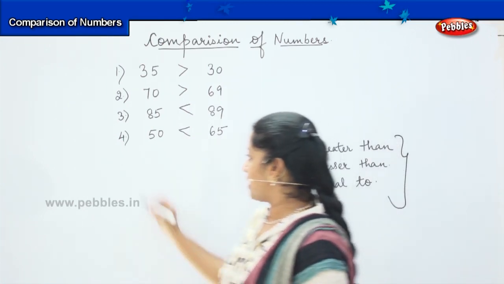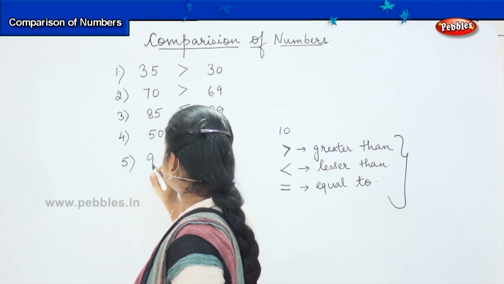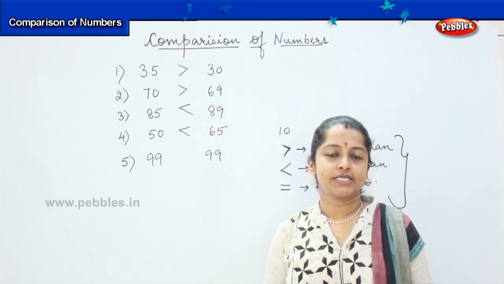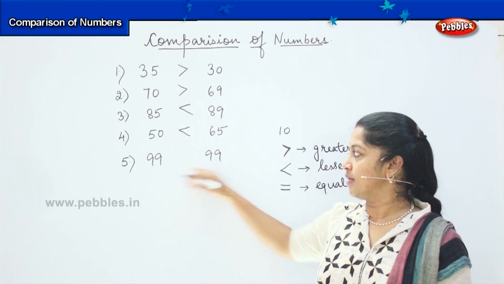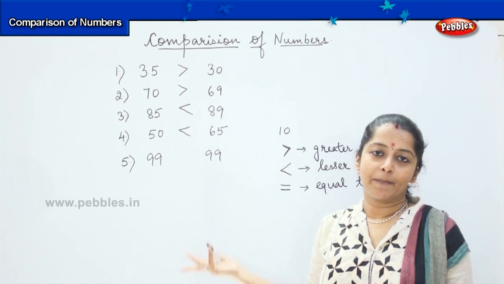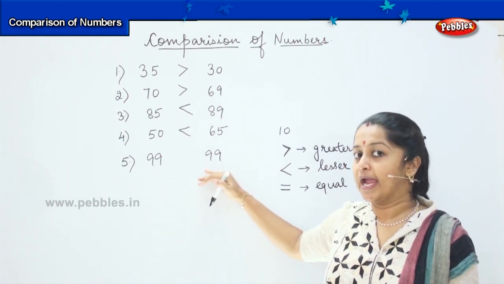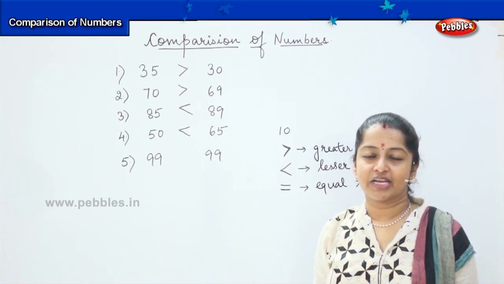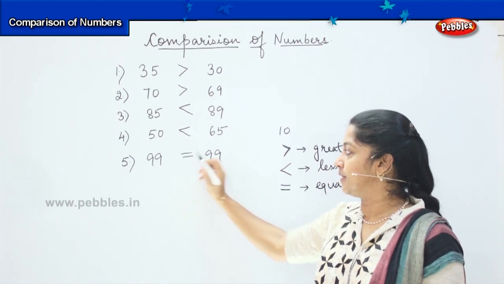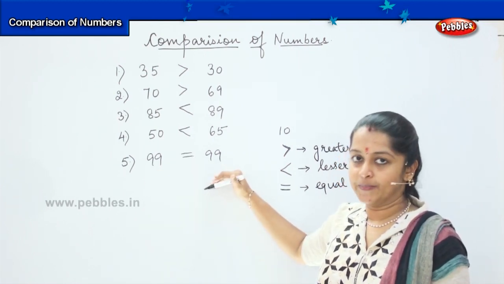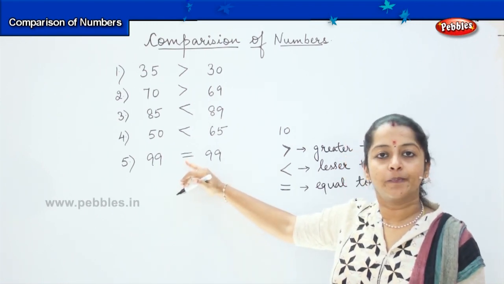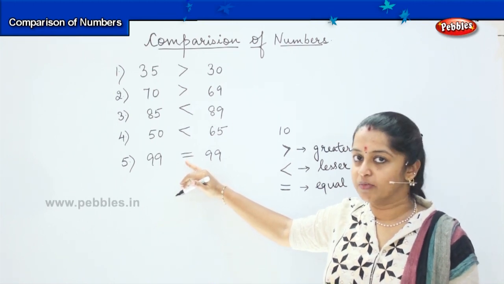Here comes your next sum. 99, 99. Which one is bigger? Just think and tell me which number is bigger. Is it this one or this one? Both are the same, right? So, there is no comparison because both are the same numbers. And when the numbers are the same, what is the symbol I have asked you to put? Good, you have to put the equal to symbol. When two numbers are the same, there is no point of comparison, so we symbolize it by using the symbol equal to. Clear? Shall we move to the next one?